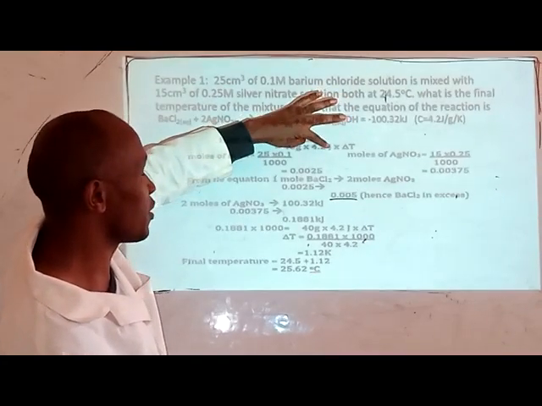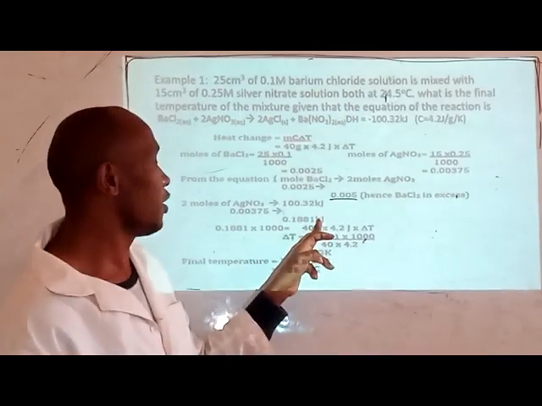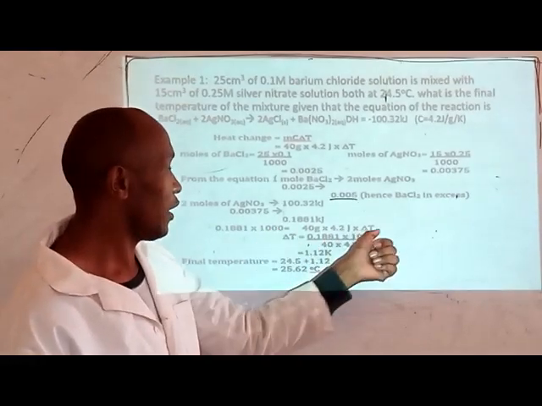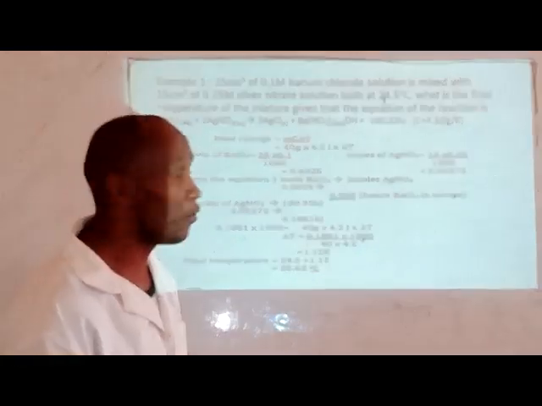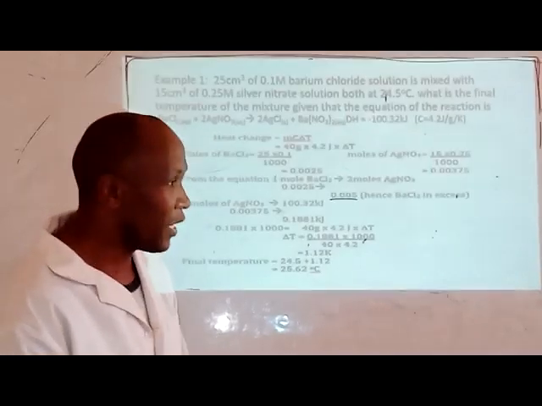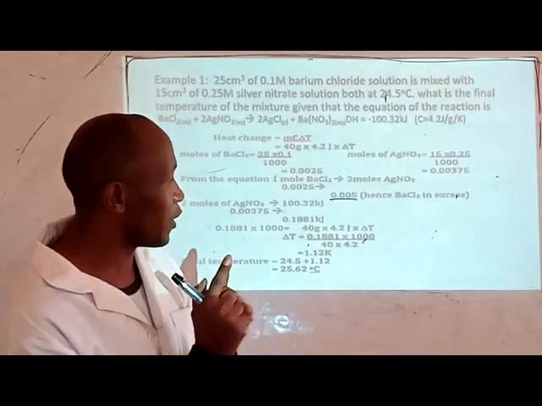Whatever energy I get here is going to be in joules, but this is in kilojoules. So I multiply by 1,000. So I can just get the value of delta T. So in this question, there are only 2 tricks.